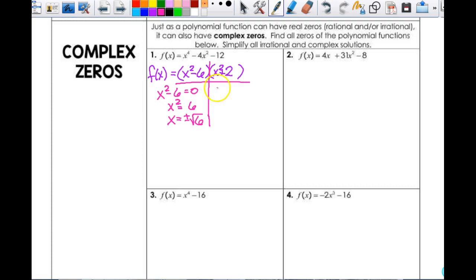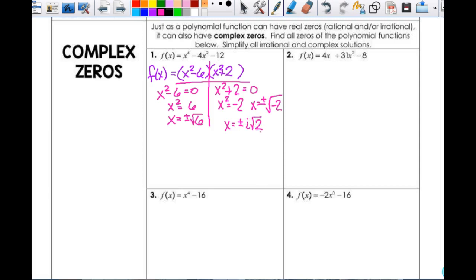Then here I have x squared plus 2 equals 0. So x squared equals -2. So x equals plus or minus the square root of -2. But are you allowed to leave it like that? No. That's really like -1 times 2 in there, right? What do we use for the square root of -1? i. And then can I do anything with the square root of 2? No. So it's just i times the square root of 2.